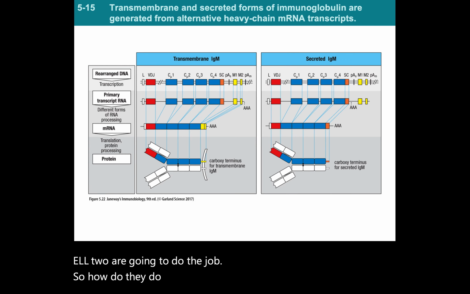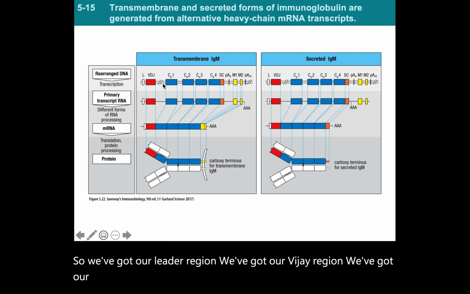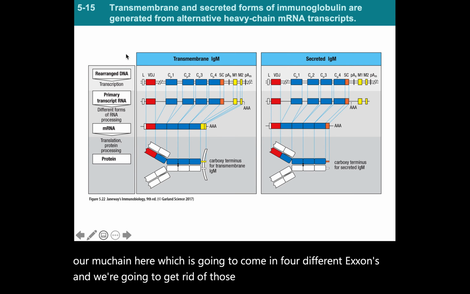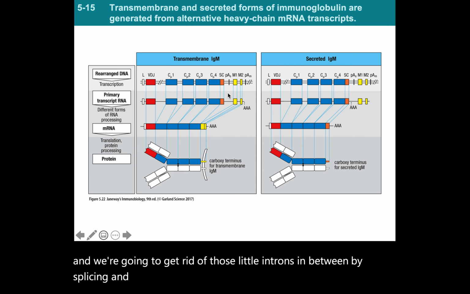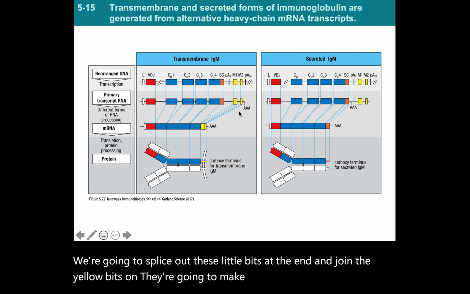So we've got our leader region, we've got our VDJ region, we've got our mu chain here, which is going to come in four different exons, and we're going to get rid of those little introns in between by splicing. And then we're going to splice out these little bits at the end and join the yellow bits on. They're going to make the tail.